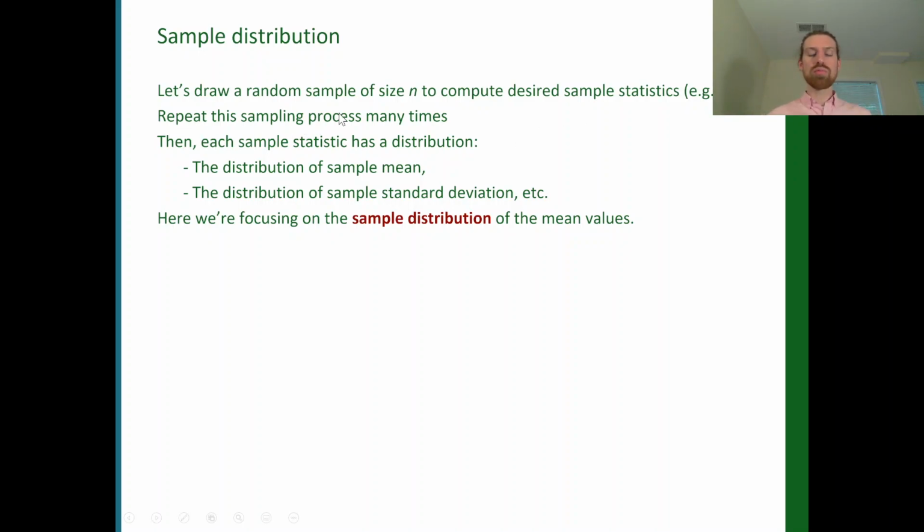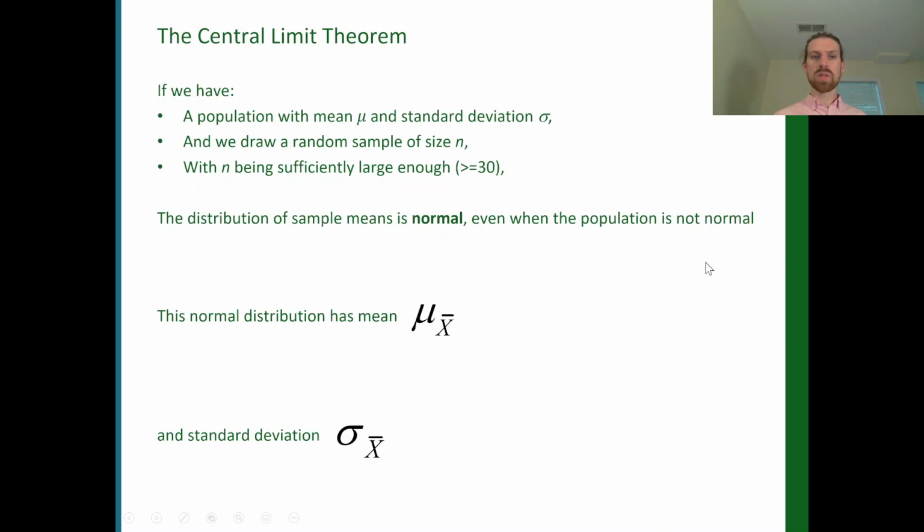Now, if we repeat this sampling process many times, then each sample statistic has a distribution, okay? That's whether we're choosing the mean or the standard deviation, etc. But let's assume here that we're focusing purely on obtaining the mean house price value. So we have a population with a mean mu and a standard deviation of sigma. We then draw a random sample of properties of size n, so that could be 10, 5, or 20 properties each time. With n being sufficiently large, let's say we draw 50 each time.